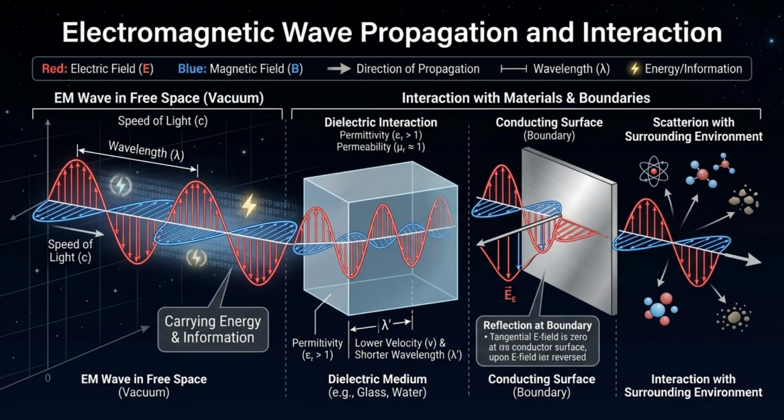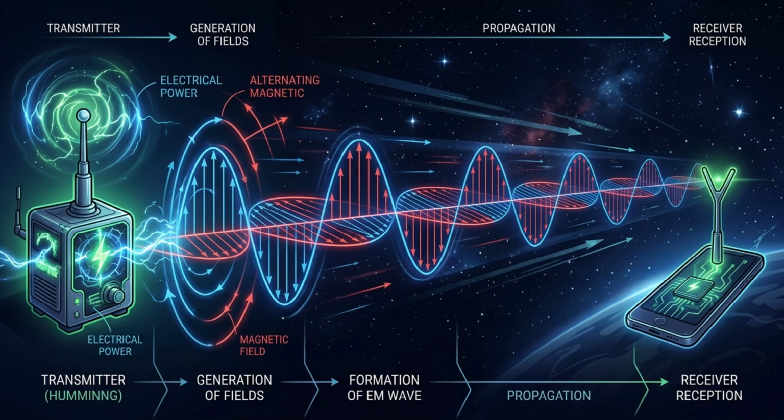Their behavior depends on material properties such as permittivity and permeability, as well as interactions with boundaries, conductors, dielectrics, and the surrounding environment. Intuitively, the entire playlist can be viewed as a story of energy transfer. A transmitter generates electrical energy, which creates changing electric and magnetic fields. These fields combine to form an electromagnetic wave that travels through space toward a receiver.